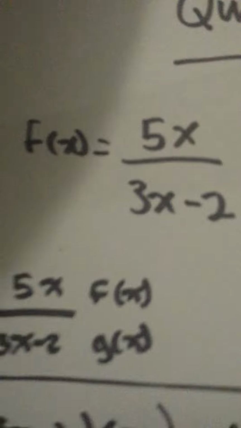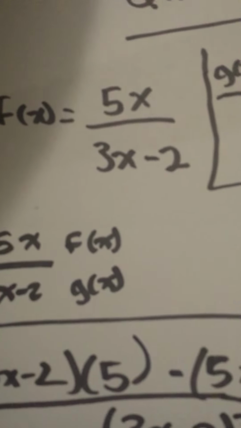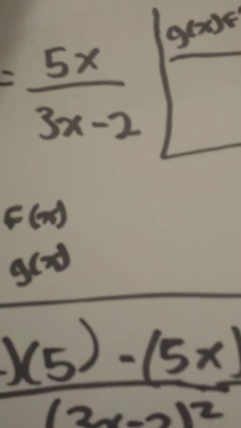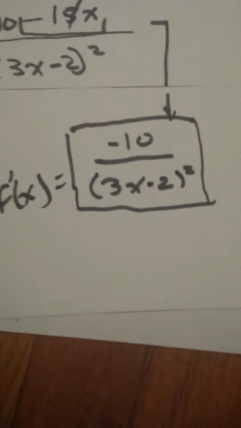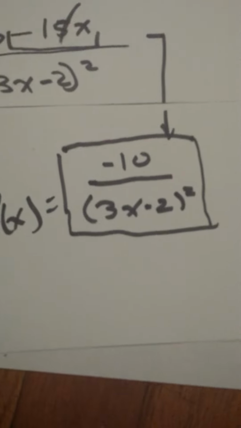So the derivative of 5x over 3x minus 2 is negative 10 over 3x minus 2 squared.